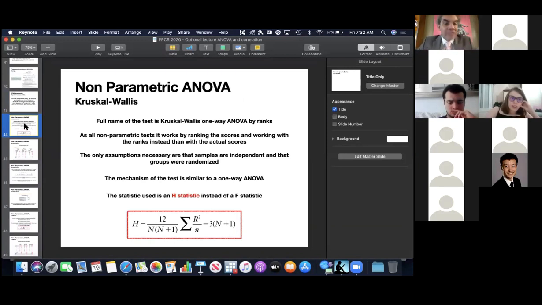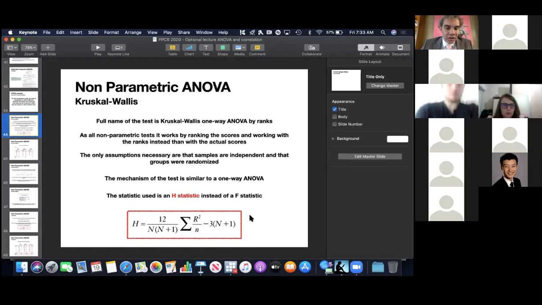As all non-parametric tests, it works by ranking the scores and working with the ranks instead of the actual scores. The only assumptions necessary are that samples are independent and that groups were randomized. Here you don't have the normality assumption or the homogeneity of variance assumption. The mechanism of the test is similar to a one-way ANOVA. The statistic used is an H statistic instead of an F statistic. This is the formula. You just need to fill in the gaps.